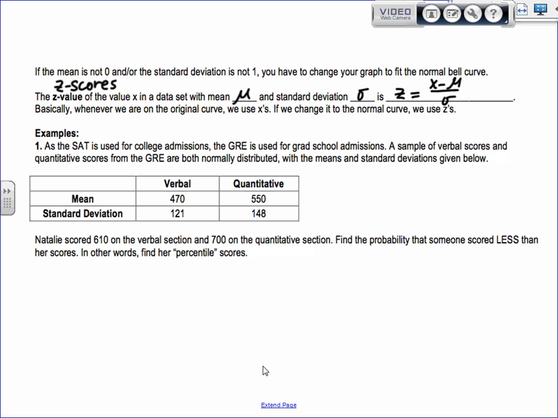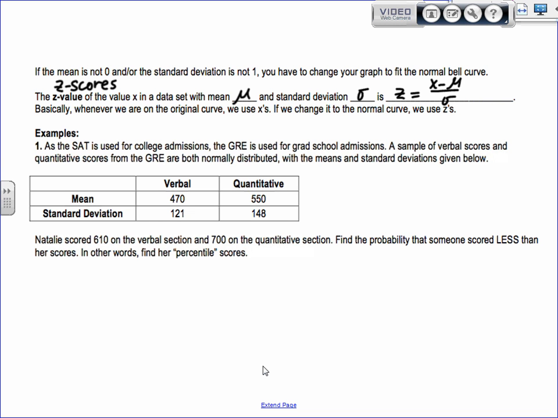Okay. So it says, as the SAT is used for college admissions, the GRE is used for grad school admissions. When I went to college, I had to take the SAT. When I went to grad school, I had to take the GRE. It's the same thing as the SAT. I mean, it's harder, obviously, but it is math and English. Same idea. So verbal and quantitative.